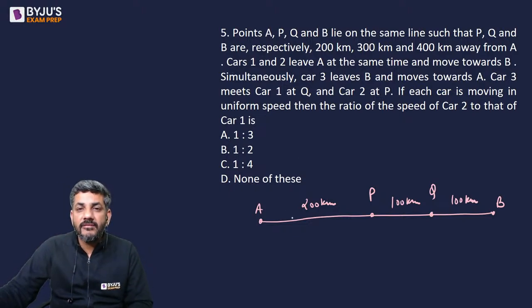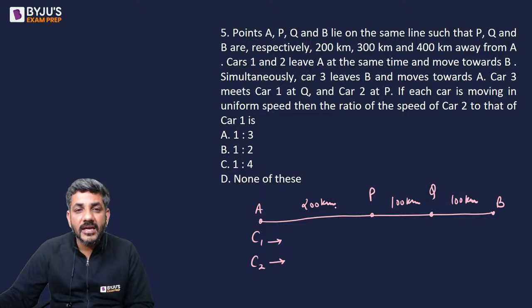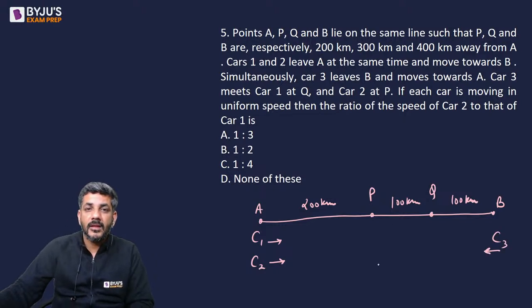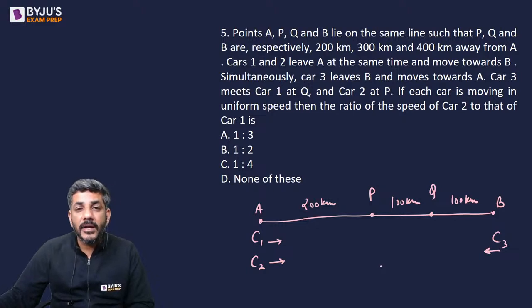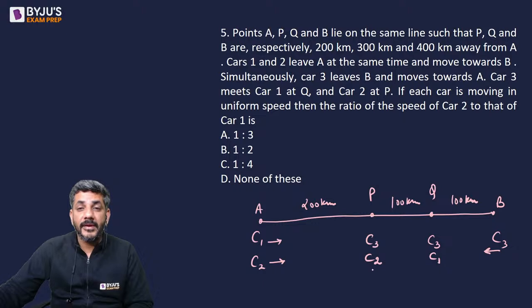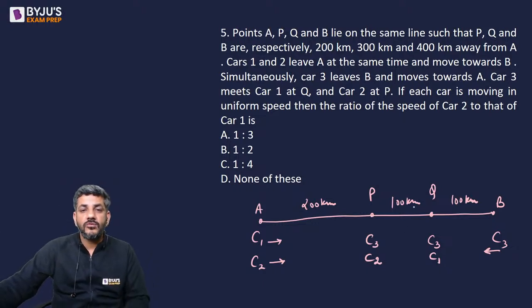Car 1 and 2 leave at the same time and move towards B. So car 1 leaves from here. At the same time, car 2 leaves from here. He says simultaneously car 3 leaves from point B. Car 3 starts from here. Car 3 meets car 1 at Q and car 2 at P. He says if each car is moving at uniform speed, find the ratio of the speed of car 2 to that of car 1.